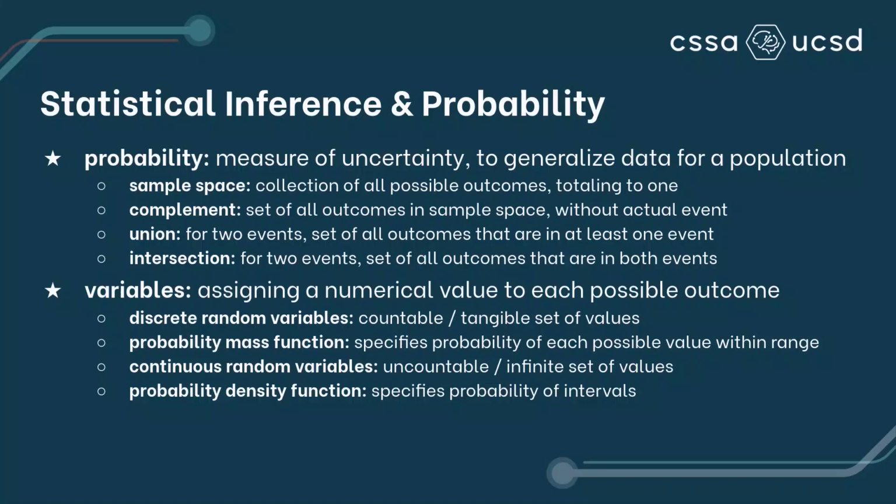Under here are two important things. Discrete random variables are countable or tangible sets of values. So an example of a discrete variable would be the number of siblings you have. You can have 0, 1, 2, 3 siblings, but you can't have 1.5 or 2.6 or 3.3 siblings. So there are discrete categories of these variables and they cannot overlap.